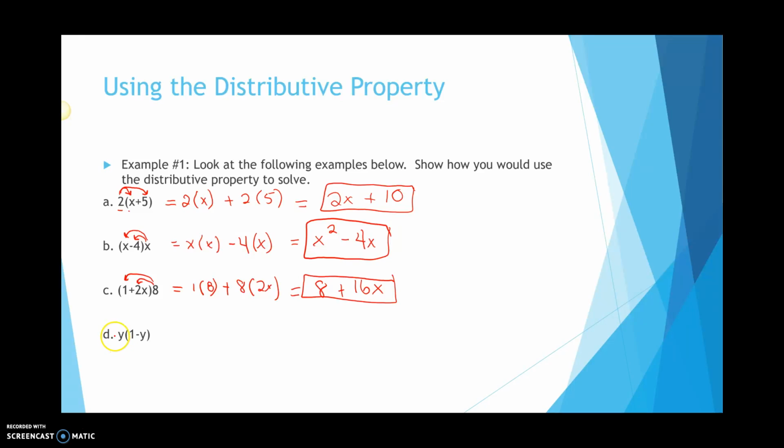Last one, we have y times, in the parentheses, 1 minus y. So we would distribute y to 1, distribute y to negative y. When we distribute, we're multiplying. Here we have 1 times y minus y times y. When we simplify this down, 1y would just be y, minus y times y is y squared. And that would be my final answer. So that's how we use and work with the distributive property.